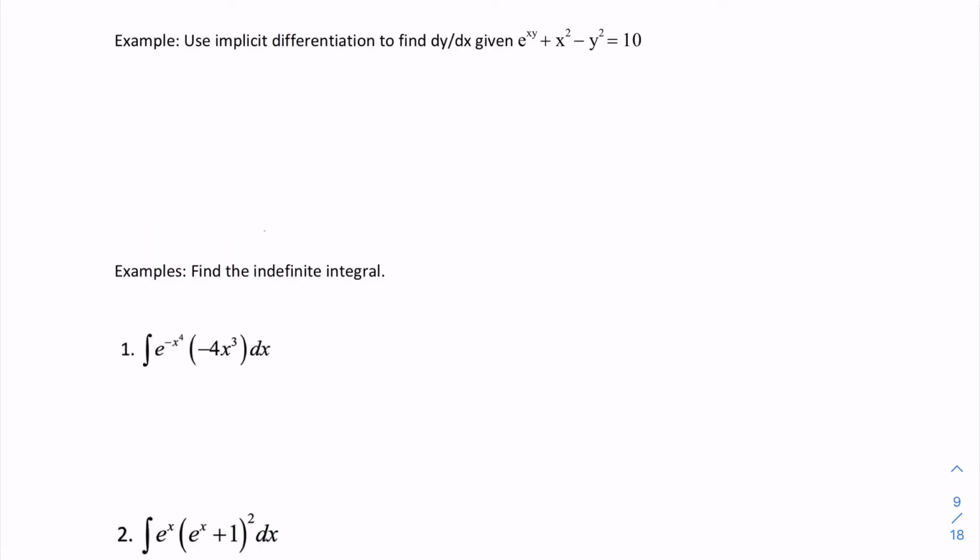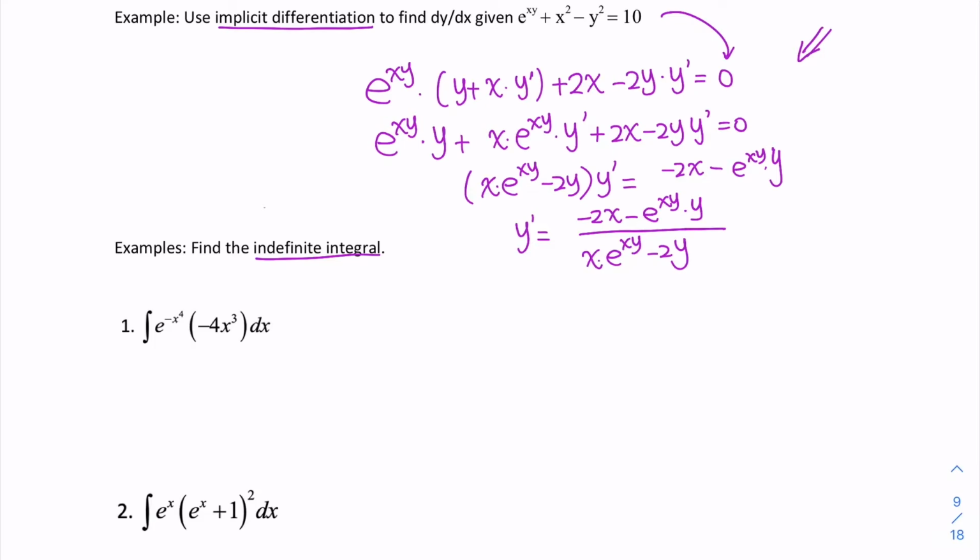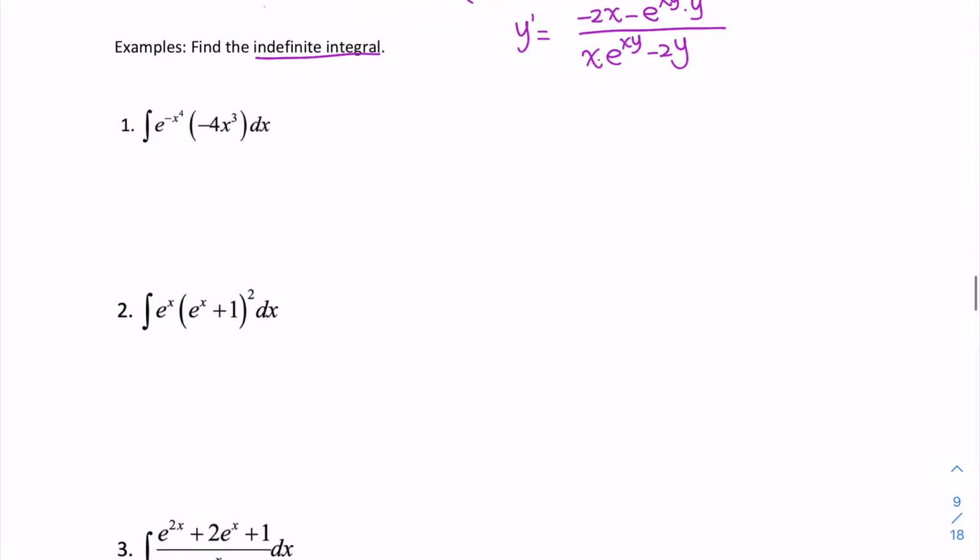Next example will be implicit differentiation. You can pause the video and compare your answers later. This is the solution to the implicit differentiation. So when we take the derivative of 10, it gives us 0. Be very careful here.